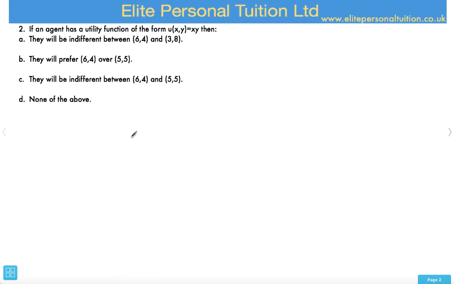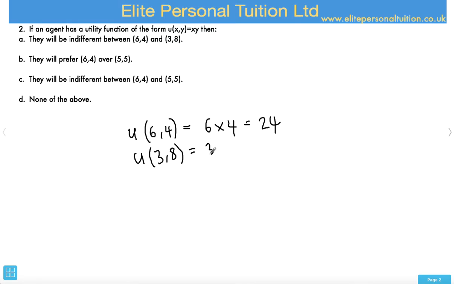So U(6,4) is 6 times 4 because it's x times y. This is x, this is y. So that comes to 24. U(3,8) is 3 times 8, 24. So these two bundles give us the same level of happiness. Therefore, we will be indifferent between these two. So the answer is A.